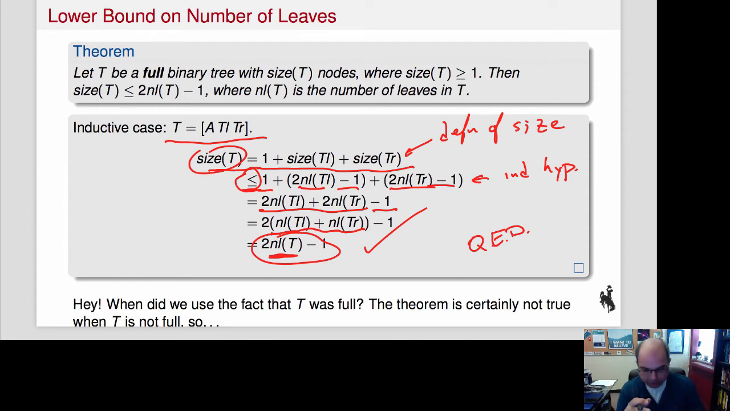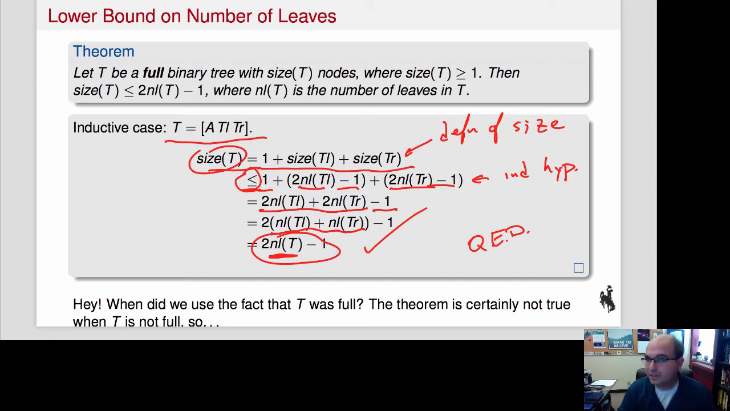It is, okay? But there's one thing that might make you suspicious. I said that this theorem required the tree to be full, and yet I never used the fact that the tree was full. And actually, didn't we see an example where the theorem wasn't true because it wasn't a full tree? Just a whole bunch of internal nodes and then the lonely leaf node. So where actually did we use this fact?